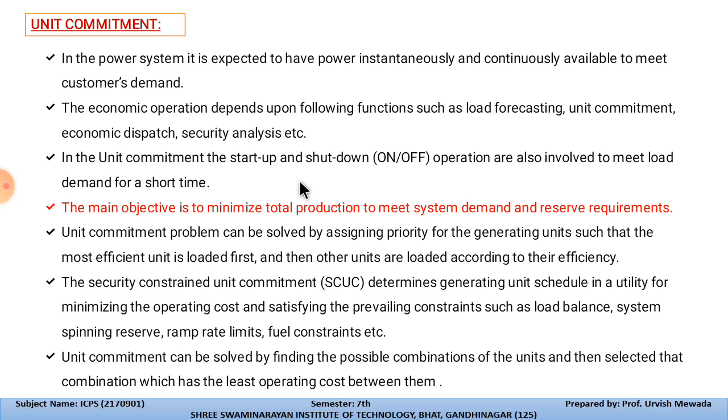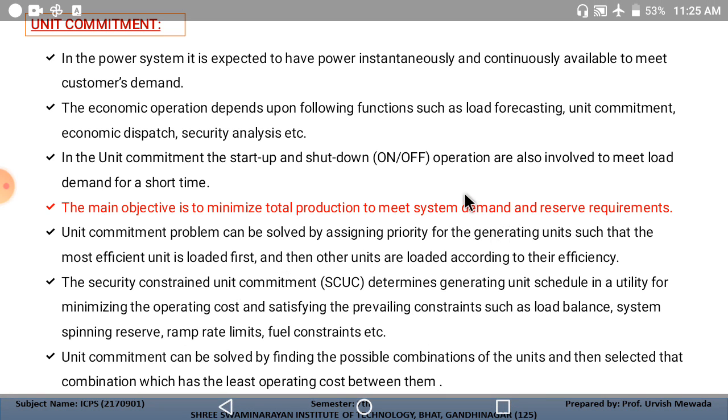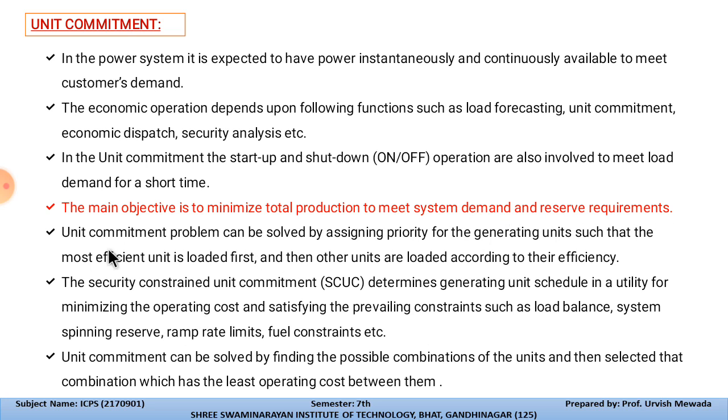To solve the unit commitment problem, we can assign the priority. We have a number of reserve units or plants, so we can switch them on and off according to our requirement, such that the most efficient unit is loaded first. We consider the reserve generating stations, or additional, auxiliary generating stations, and put the units in order from highest to least efficiency of power generation, and then the other units are loaded according to their efficiency. So we consider the most efficient generating unit for the initial operation, and then it goes down the list in order of efficiency.